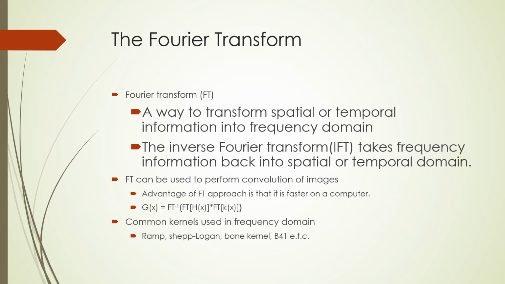Examples in CT are, for example, the B41 or bone kernel. In nuclear medicine, we may encounter Butterworth, Ramp, and Shepp-Logan filters. These are all kernels that are used to convolve images to change the image appearance.